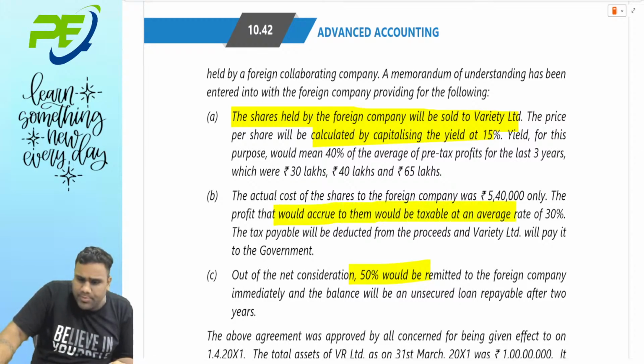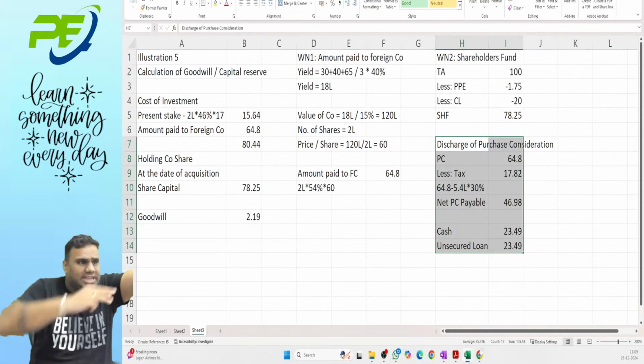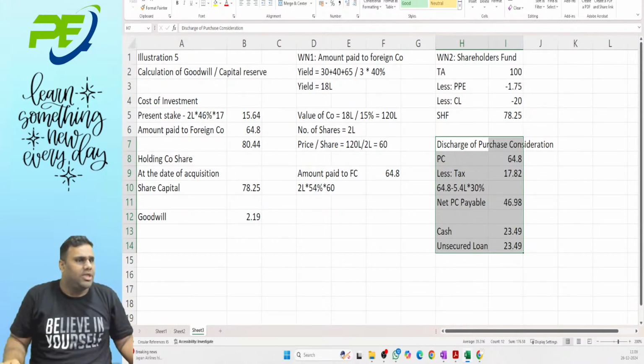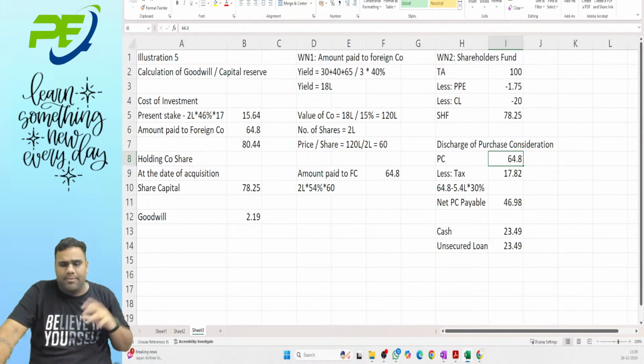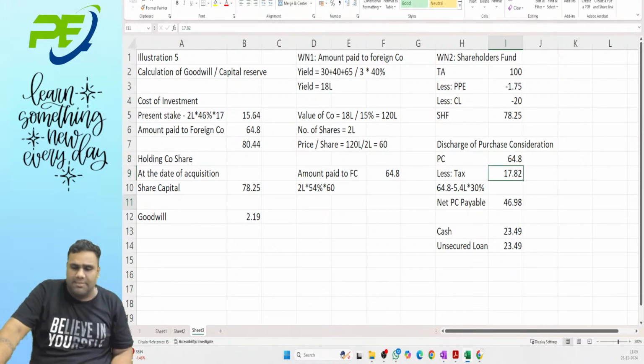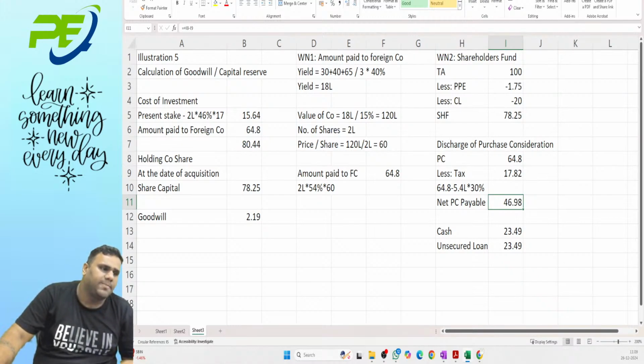And the question says, read the question. Profit accruing to them would be taxable at 30% and will be deducted from the proceeds. When you are paying, you will deduct this 30% and pay. This company has to pay 64.8. They are telling to subtract the tax, and then pay the balance amount. In this balance amount, 50% cash, 50% loan. Everyone, is it clear? Yes. Come on, start copying.